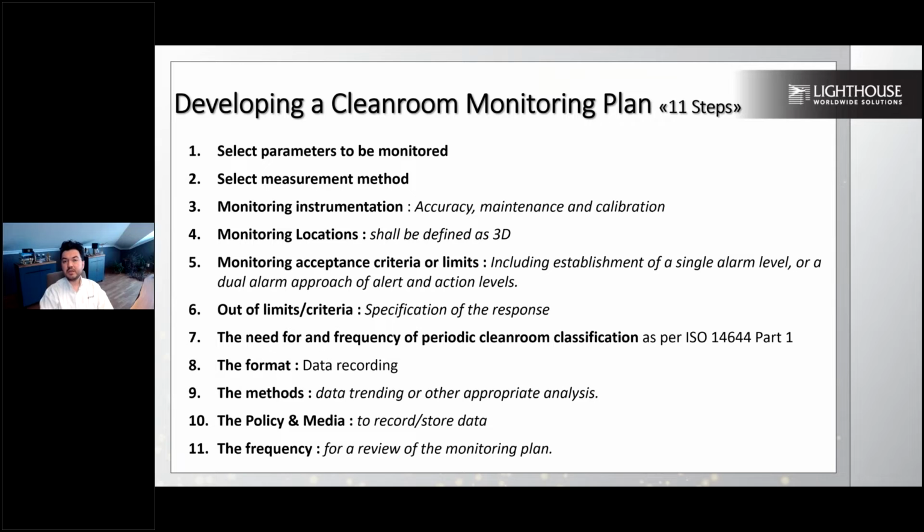And number 11, again, the frequency of reviewing your monitoring plan has to be mentioned. If you are going to make it on a quarterly basis, every 3 months, you have to mention it, and who will be responsible, who will be the stakeholders for this monitoring plan review.